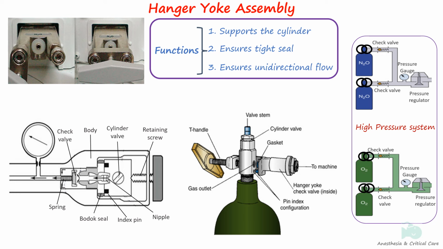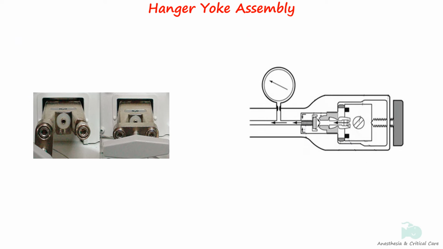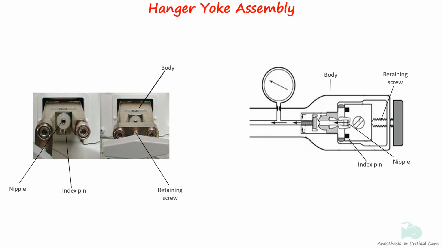The machine standard recommends that there be at least 1 yoke for oxygen and nitrous oxide. If the machine is likely to be used in settings without the pipeline supply, it is wise to use a double yoke machine, especially for oxygen cylinder. The hanger yoke assembly consists of body of the yoke, retaining screw, nipple, index pins, washer or bodok seal, filter, and check valve assembly. The sketch of the hanger yoke with cylinder attached to it is shown here.